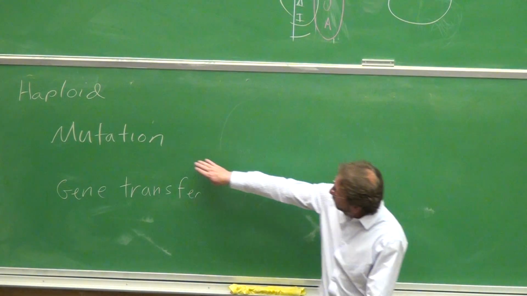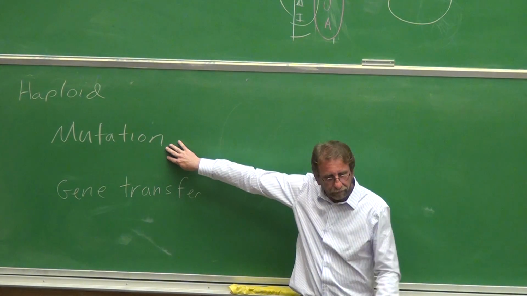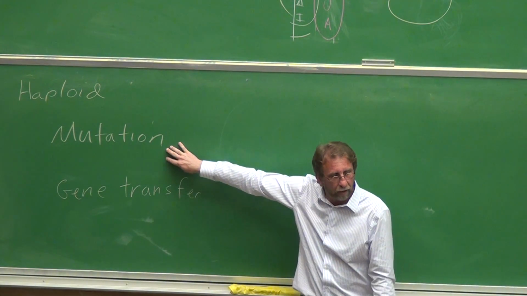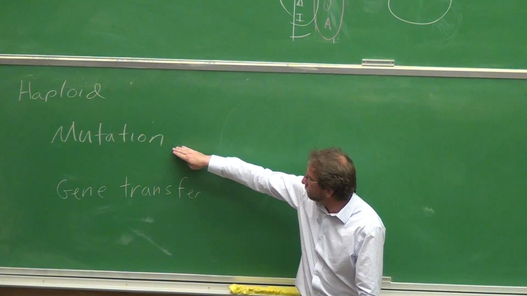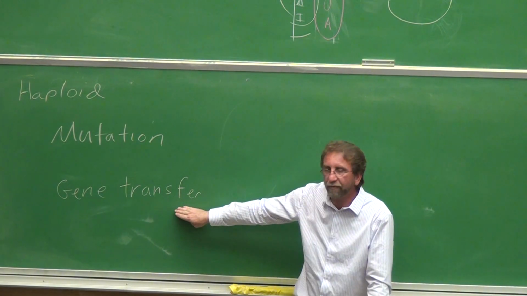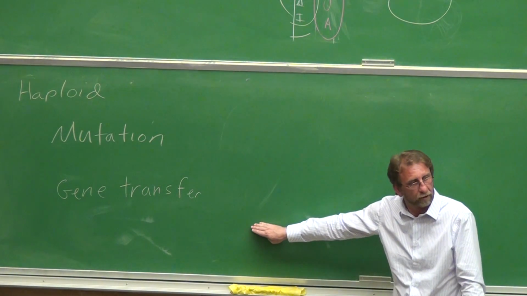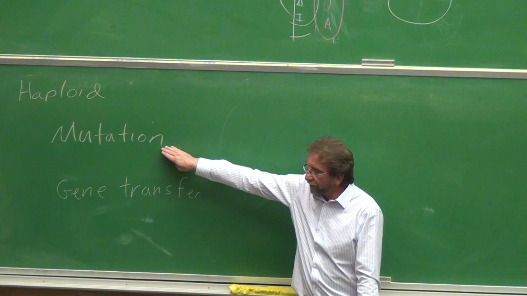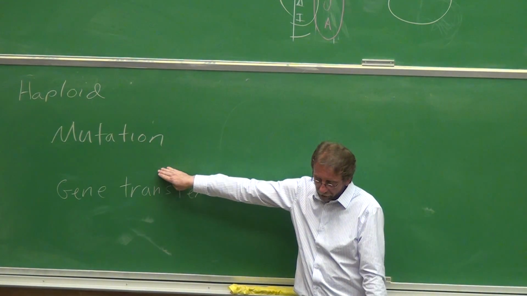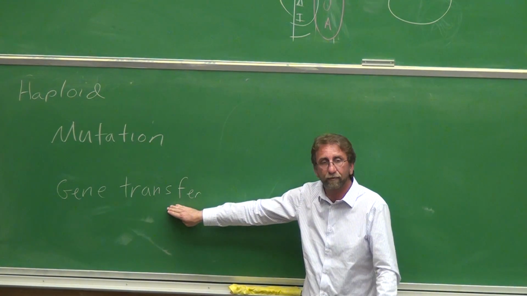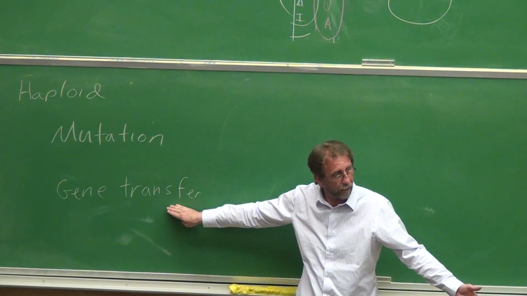This type of genetic change is going to be vertical, and this type of change is going to be horizontal. This is going to be from mother cell to daughter cells. This is going to be from one microbe to another microbe.